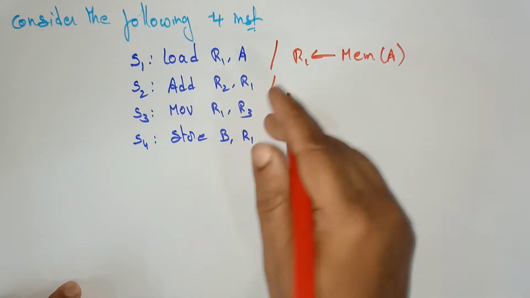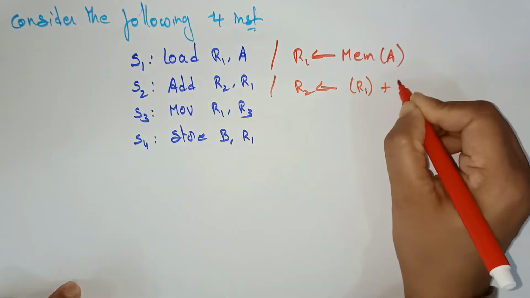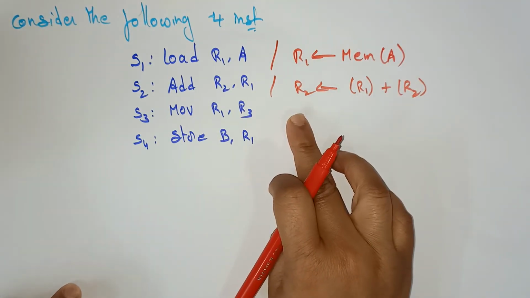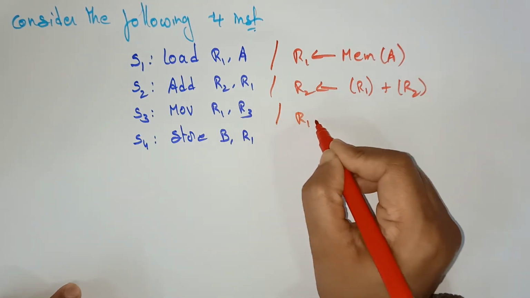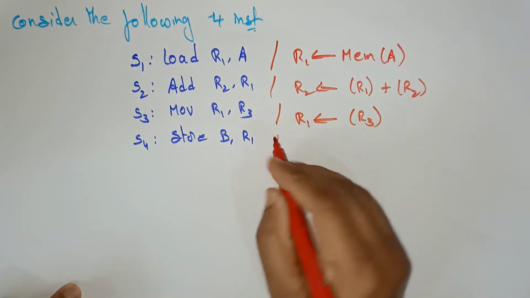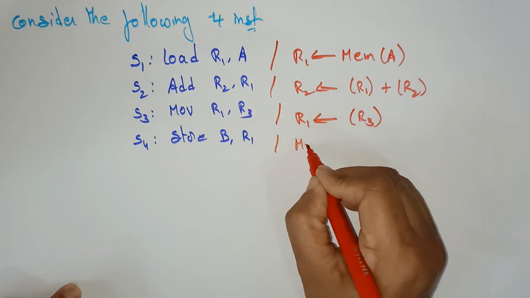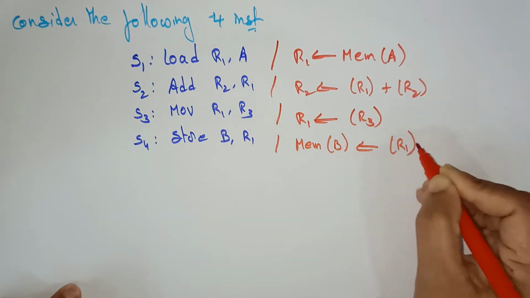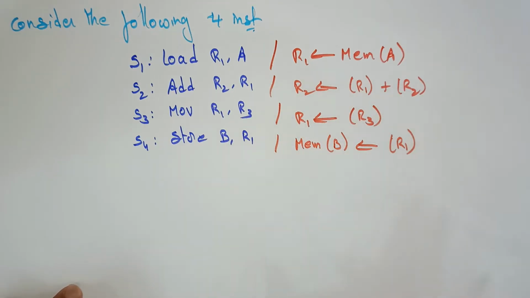And the second statement, what is it performing? The content of R1 and the content of R2 are added, and the result will be stored in R2. The next is the content of R3 moving to the R1 register. And the fourth statement says that the content of R1 we are storing in the memory location B. So this is what the statements mean.